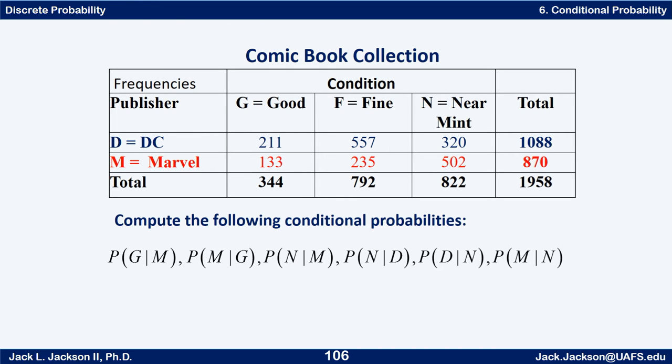So here we go. Let's do some conditional probabilities. Practice with the same table. Here are a bunch of different ones. Do the probability that we chose a good condition comic, given that it was Marvel. Do the probability that it was Marvel, given it was good condition. Probability of near mint, given Marvel. Probability of near mint, given DC. Probability of DC, given near mint. And probability of Marvel, given near mint. So go ahead and figure out all six of those conditional probabilities now from the table. Press pause, come back when you're ready.